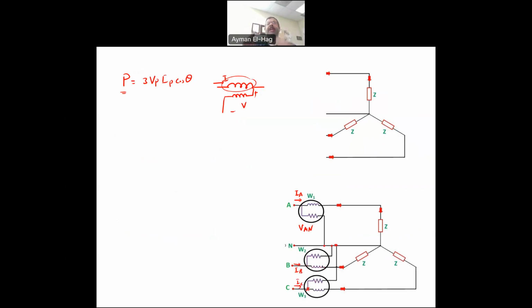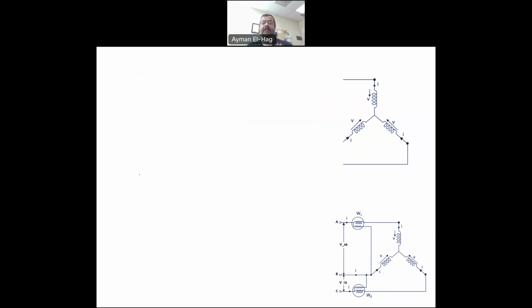So we are measuring the phase voltages and the phase currents, and this is only applied if we have a Y connection with a neutral, and we are using 3 wattmeters. What if I don't have access to the neutral? Or what if I am measuring a delta connection, so I have access only to the line current, not the phase current? With this, we use the 2 wattmeter method.